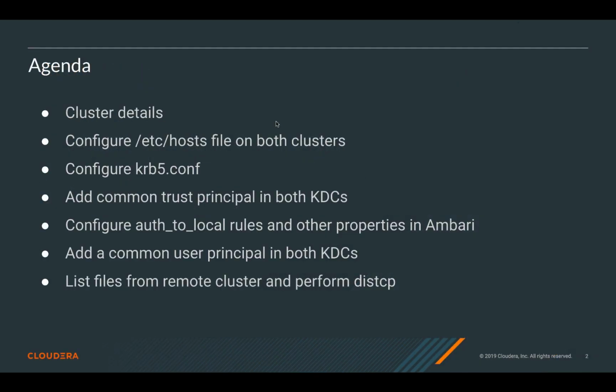So this is our agenda for today: cluster details. Then we'll go on to configure the etc hosts file on both clusters. Next up, we will configure the krb5 configs, and we'll add the common trust principal in both KDCs. We will then configure auth to local rules and other properties in Ambari. Then we will also add a common user principal in both KDCs. And finally, we will list the files from the remote cluster and perform a distcp operation.